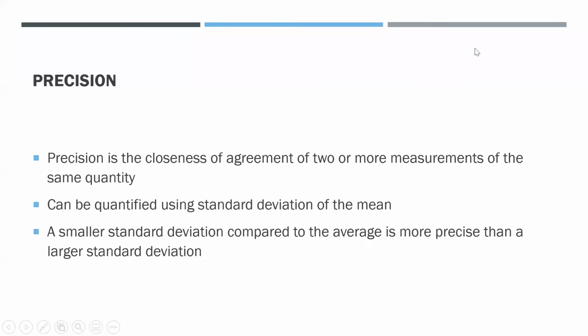Precision is the closeness of agreement of two or more measurements of the same quantity. It can be quantified using standard deviation of the mean. A smaller standard deviation compared to the average is more precise than a larger standard deviation.